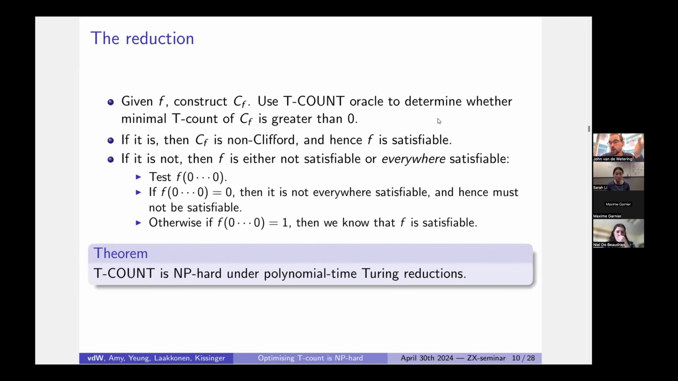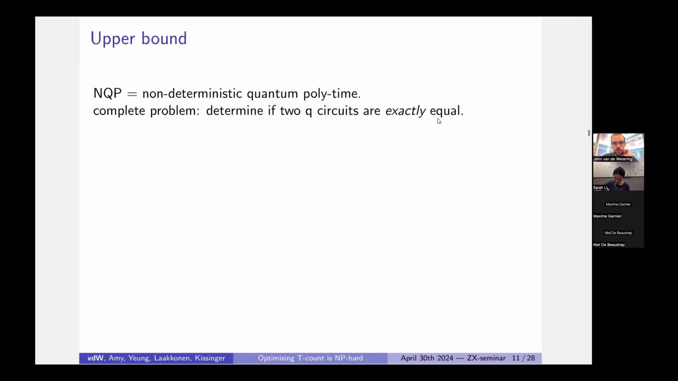So that's a kind of lower bound. We know that T count is at least NP-hard. Then we can also determine an upper bound. And for that, we need the following complexity class. So this is NQP, non-deterministic quantum polynomial time. This essentially is asking, we have a quantum Turing machine, and we are asking whether there is a path that accepts with non-zero probability. So this is quite general.